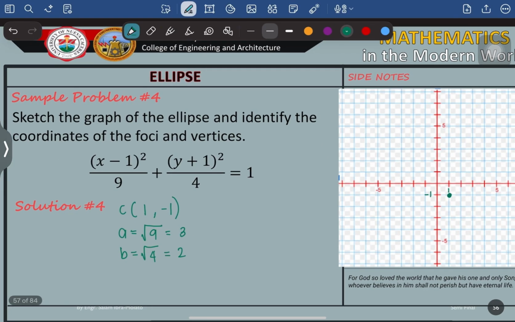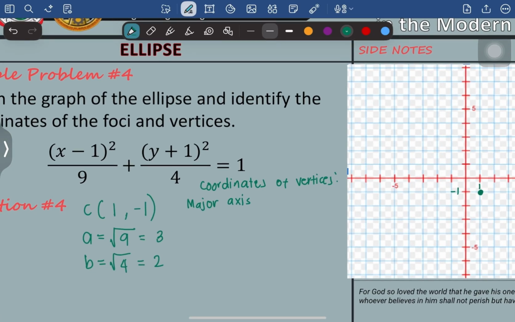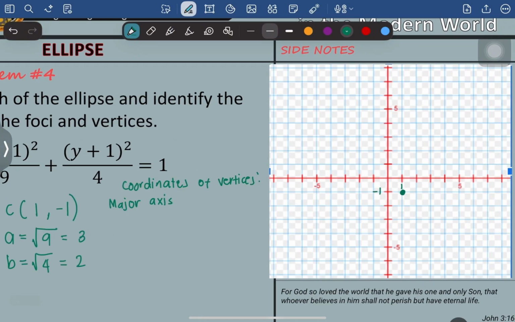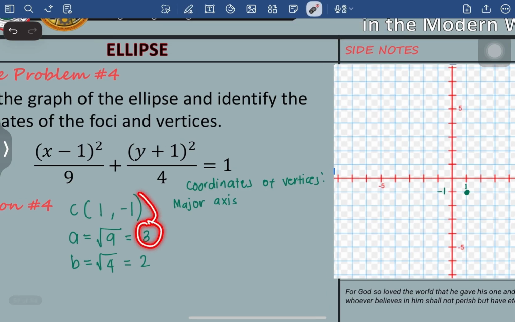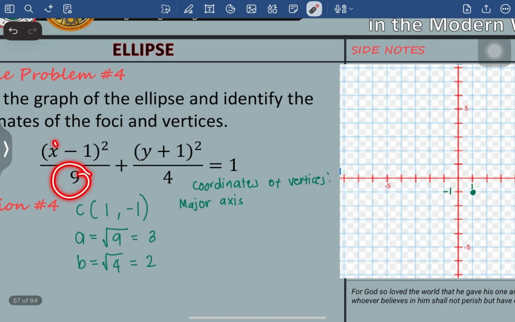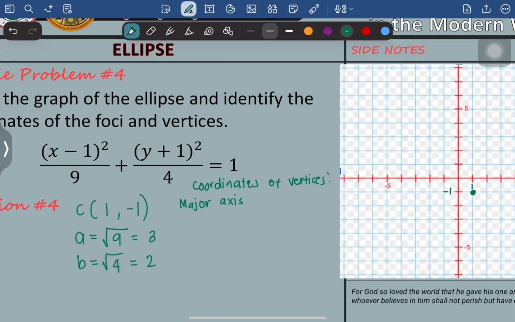so the coordinates of the vertices for major axis, we are going to add the distance 3 to the x coordinate of the center since it is parallel to the x-axis. So this becomes v sub 1. So 1 plus 3.